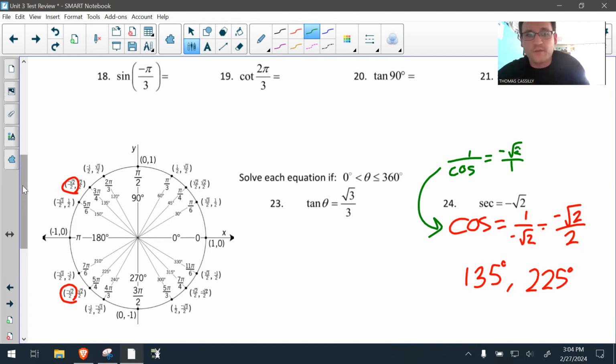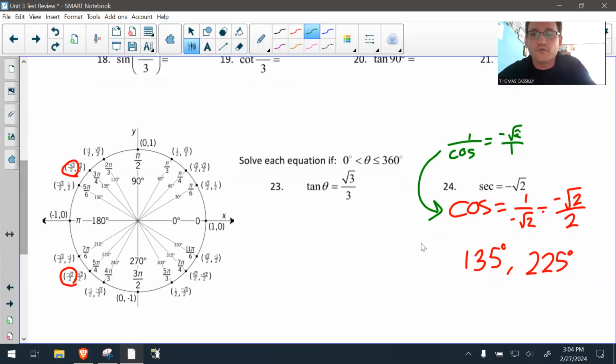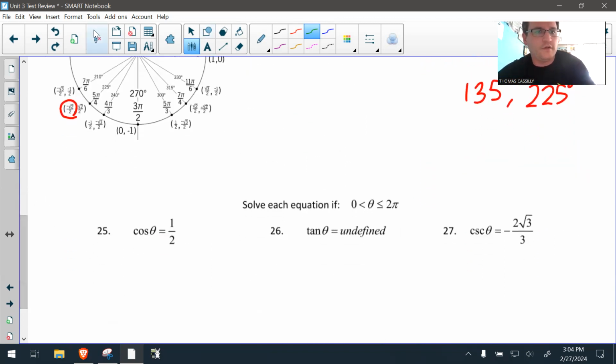That's why we spend so much time rationalizing denominators, because all of the values are rationalized. Every time you look at a unit circle, it is a rationalized number, right? So you're not going to find negative square root of 2 over 1 anywhere on here. I'm sorry, you're not going to find 1 over square root of 2 anywhere on here. All right. So let's see here.